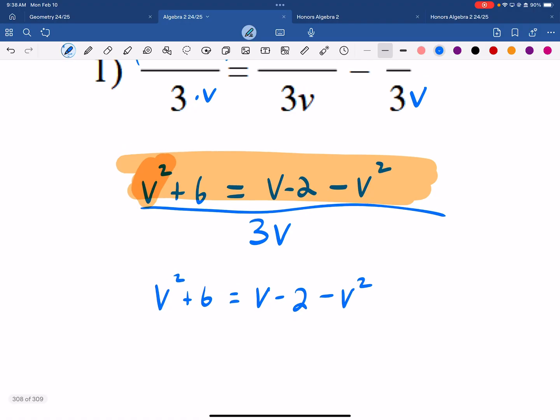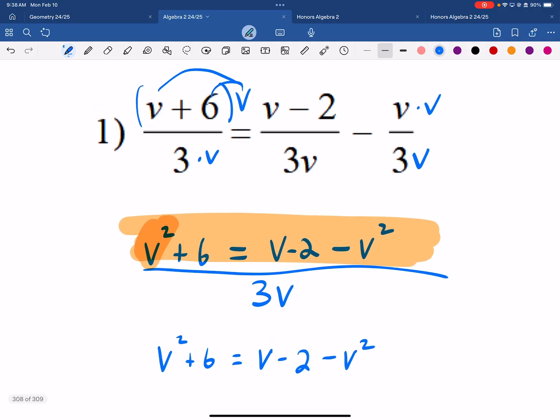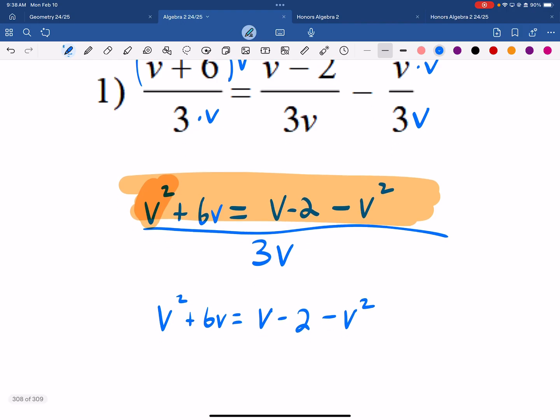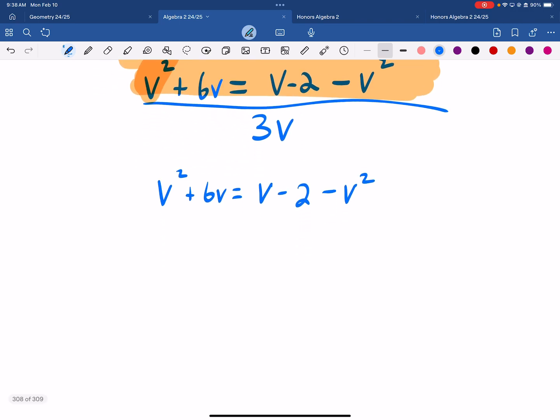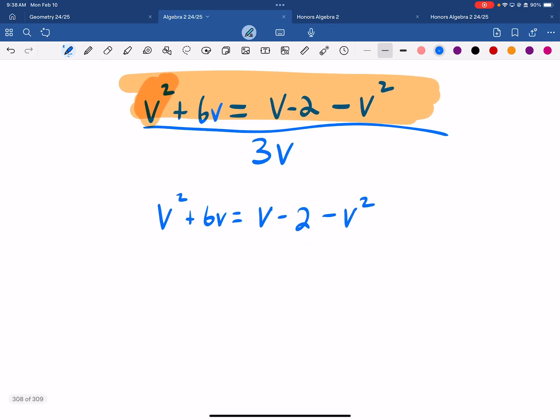Did I mess up? Oh, that should be 6v. Good call. My bad. 6v. Good catch. I don't know why I did that. I do, but I'm an idiot. Thanks for the catch. Everybody see what I did wrong? And call me out right away. Otherwise, just, you know me at this point in time. I don't care.